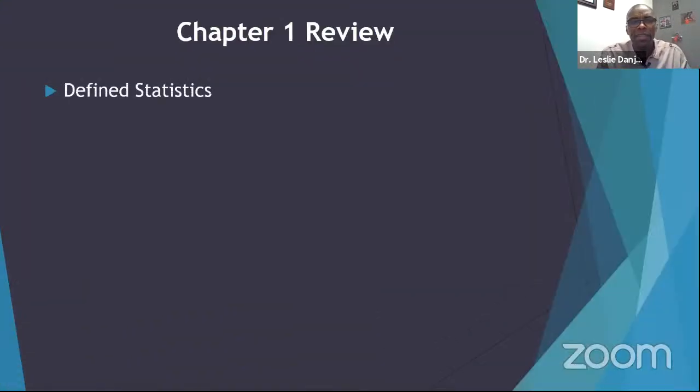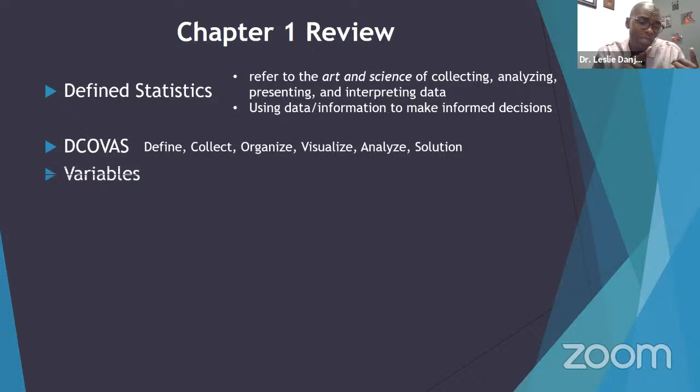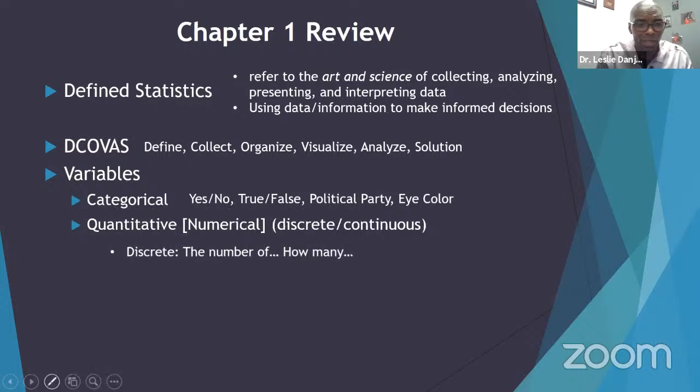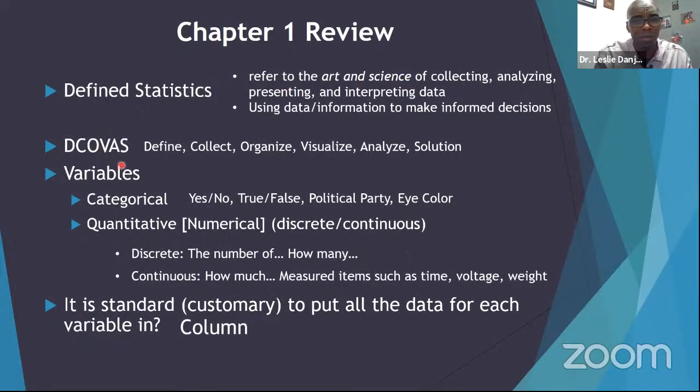All right. Defining statistics. How do we define statistics, y'all? We're defining it by using data and information to help make informed decisions. All right, so let me grab my laser pen. Using data and information to make informed decisions. We, throughout this course, are going to use a framework called the COVAS. We're going to define it. We're going to collect it. We're going to organize, visualize, analyze, and provide a solution. By the time you guys are done with this class, our hope is that you guys can do a statistical report in 10 minutes or less using the most effective and efficient way possible.